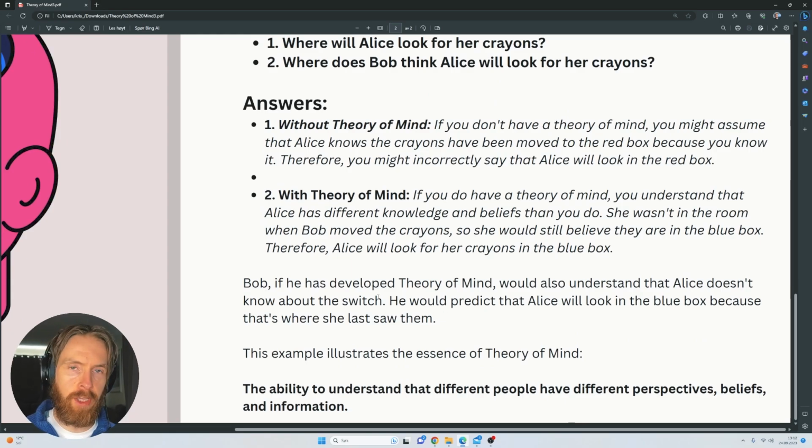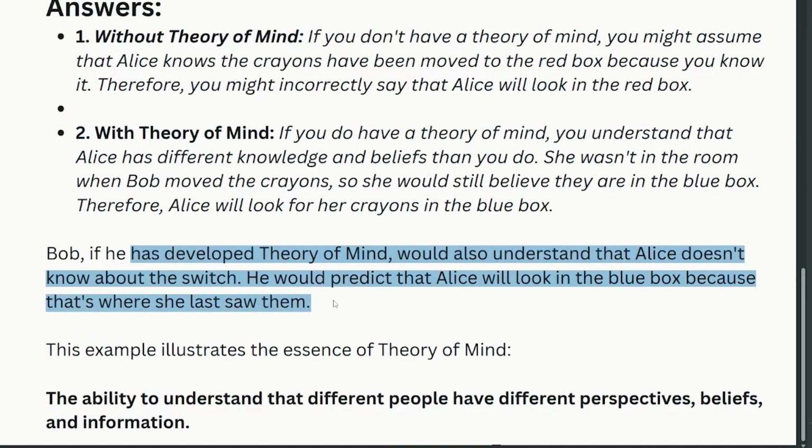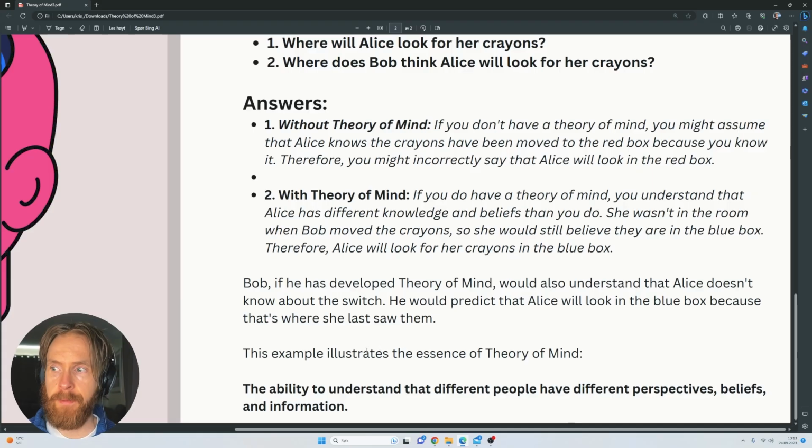Basically, every human has this, at least I think so. If Bob has developed a theory of mind, he will also understand that Alice doesn't know about the switch. He would predict that Alice will look in the blue box because that's where she last saw them. So this example illustrates the essence of theory of mind: the ability to understand that different people have different perspectives, beliefs, and information. I kind of like this example.